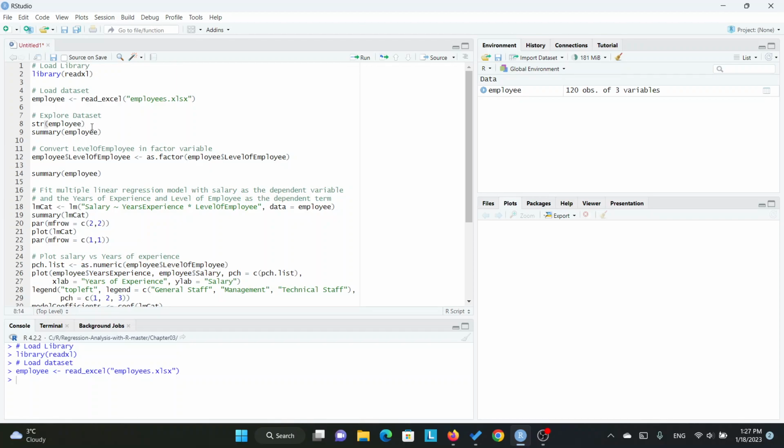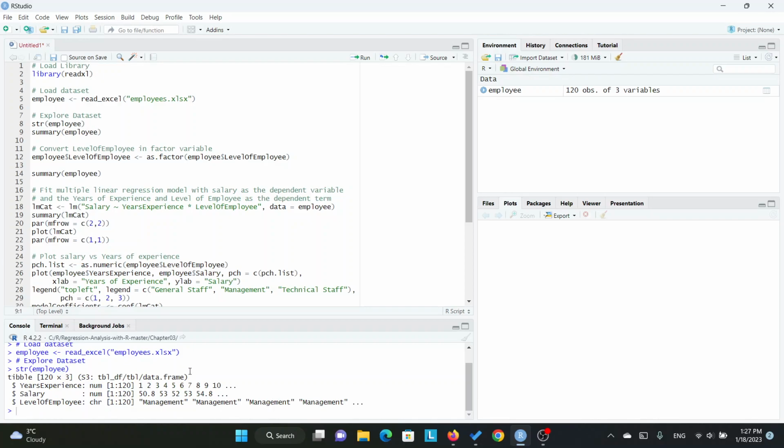Let's have a look at our data set. We're going to run str(employee). That gives us a bit of information about the variables in our data set. As you can see, we have three different variables: years of experience, salary, and level of employee. Years of experience is the number of years of experience an individual has, going 1, 2, 3, 4 like that. And the salary is in thousands of dollars. So for example, 50.8 means the salary is $50,800 per annum.